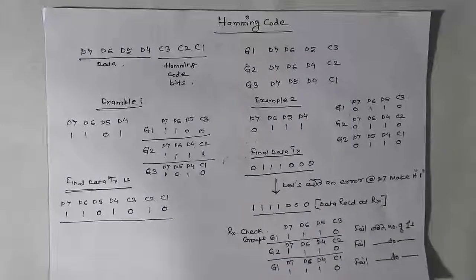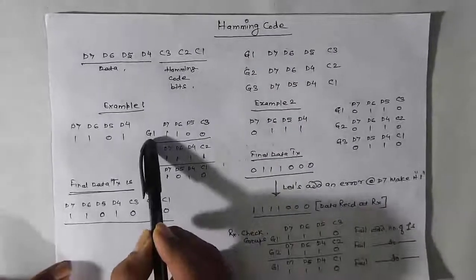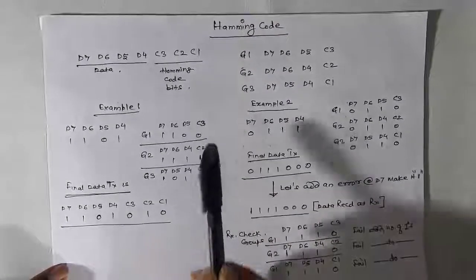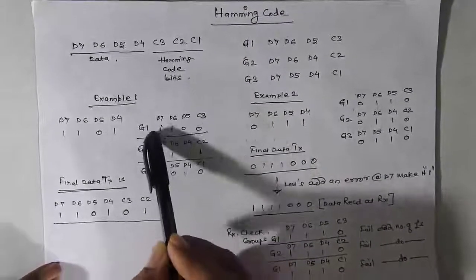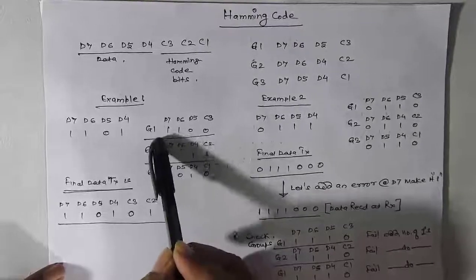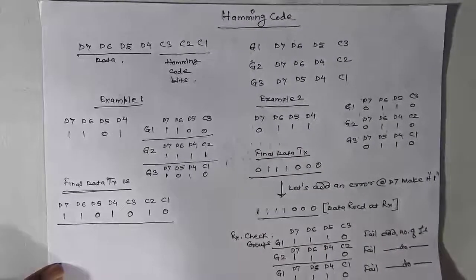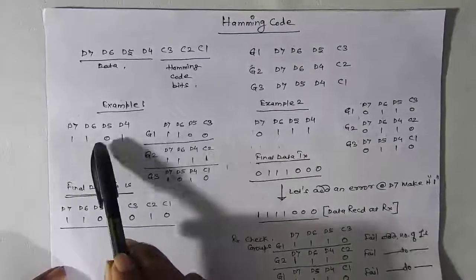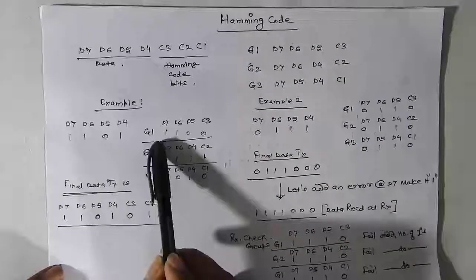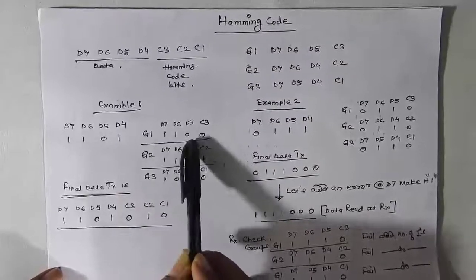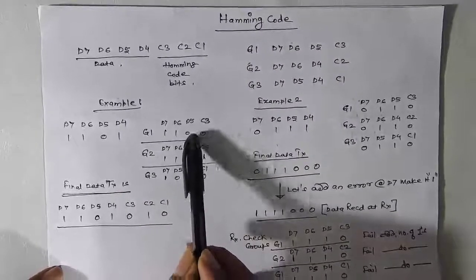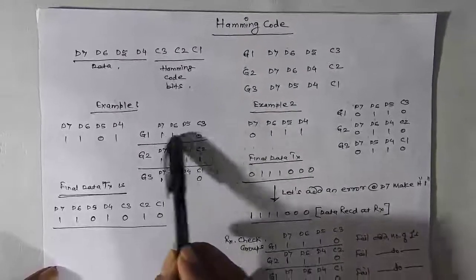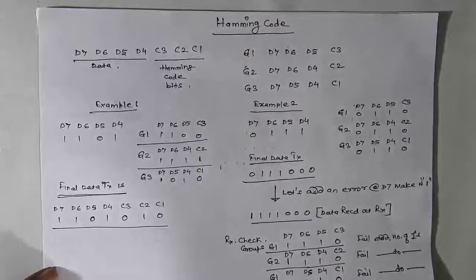So what we will do, we will put group 1. We know that group 1 is D7, D6, D5, and C3 will be derived based on how many ones these 3 bits have. For example, here we have D7 as 1, D6 as 1, D5 as 0. Now it contains an even number of ones. So according to the even parity rule, this C3 will be 0 because this already contains an even number of ones.